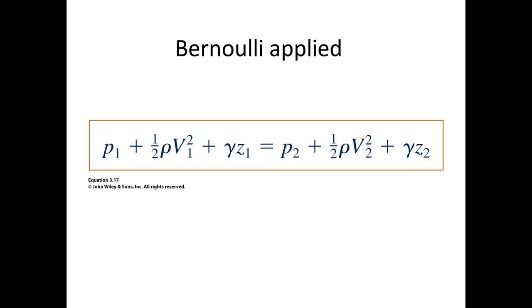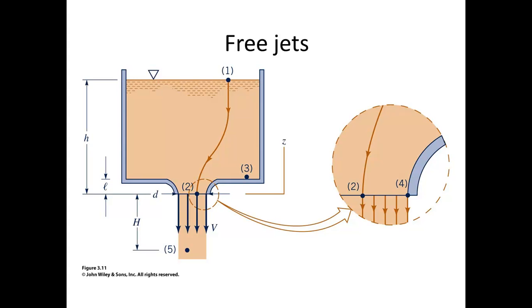So this time, the first example is a free jet. This example has some history to it. Google Torricelli. See what you get. Also check out that video, 3.9 in the book. Pretty good.